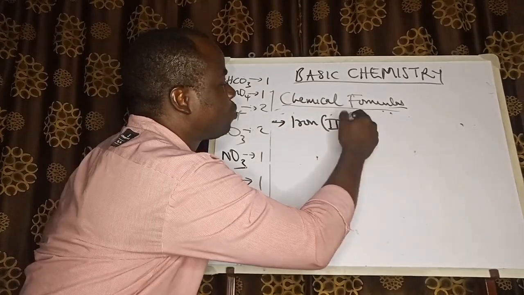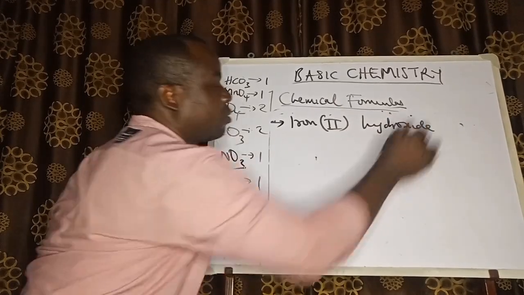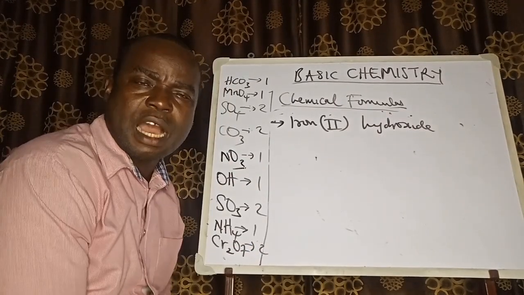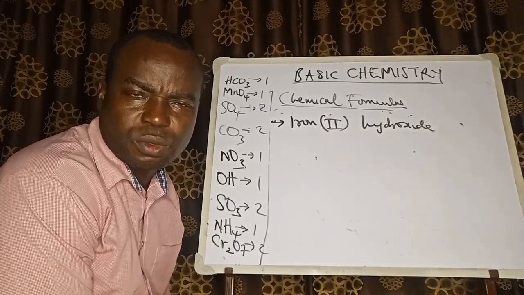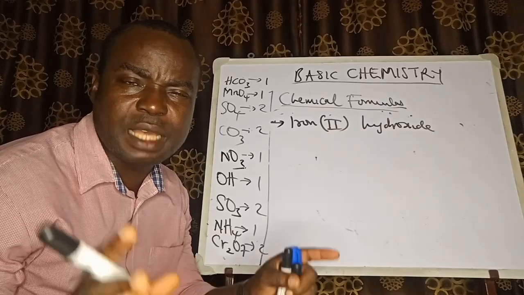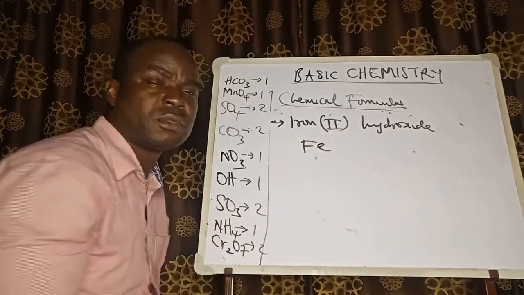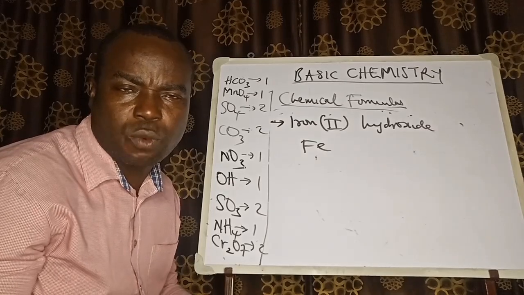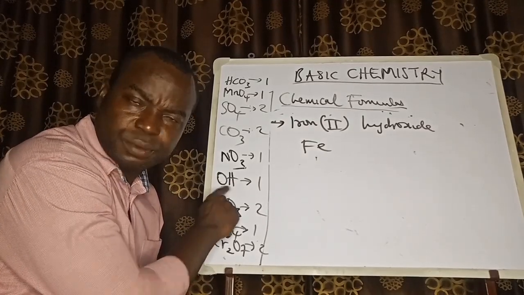Iron 2 hydroxide. What is the symbol of iron? In case you don't know it, the symbol of iron is Fe. Now, hydroxide, what is the symbol of hydroxide? OH. I've told you already, OH.